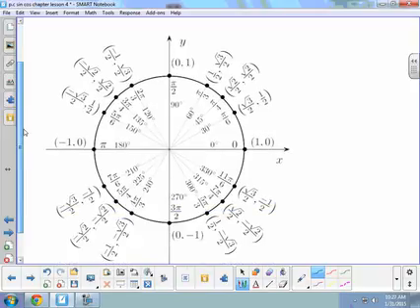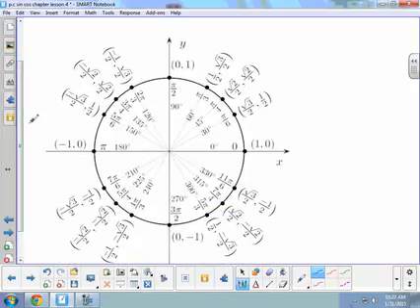If you were to graph that entire unit circle, or find the coordinates of all the major angles, this is what it would look like. I hope you enjoyed the unit circle. Be prepared for some graphing after this.